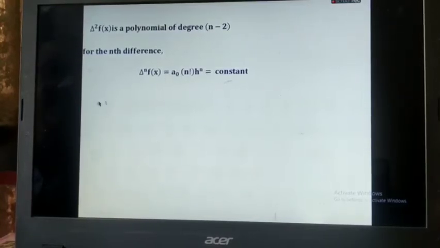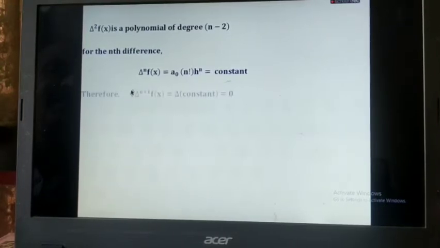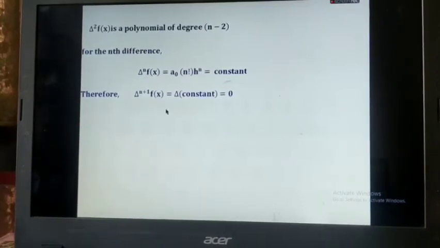The constant difference can be taken one more step, that is delta raised to n plus 1 f of x, and delta of a constant is always 0. Therefore, it is the proof.